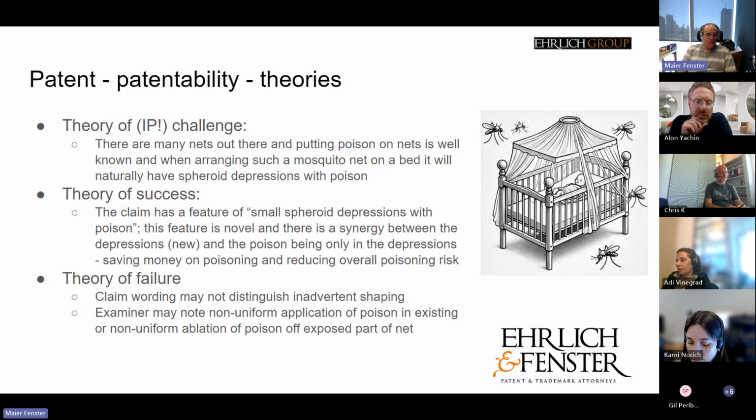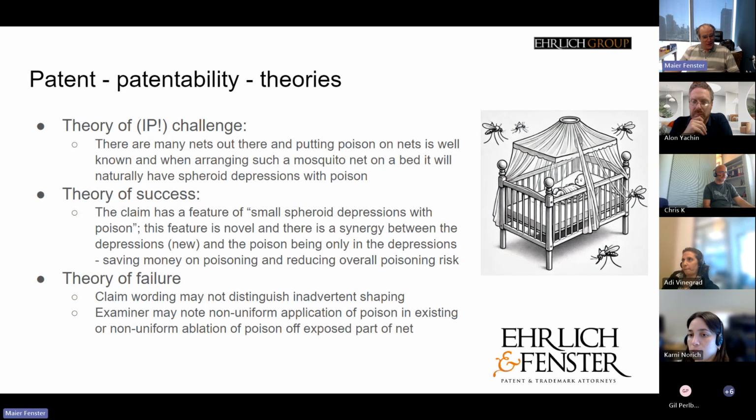What is my theory for why I'm going to succeed? First, it's novel, and there's a synergy between the depressions and the poison being only in the depression, which saves money on poison, and also reduces the poisoning risk. So my theory of success is that because I'm going to make this argument, I'm going to get a patent.